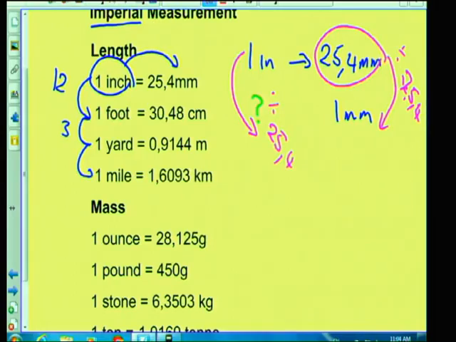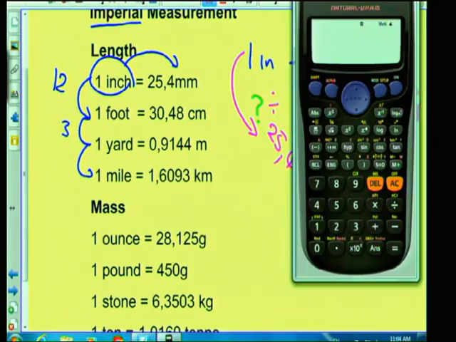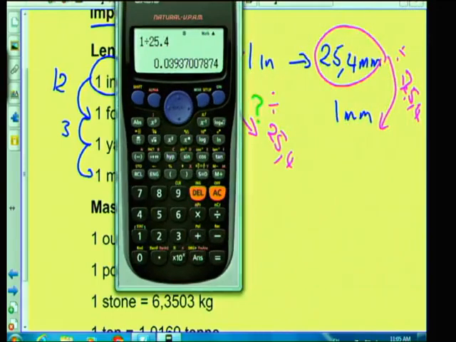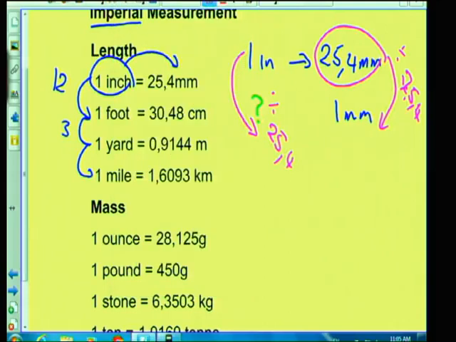So let me just do that on the calculator so that you can see. I'm going to say 1 inch divided by 25,4 gives me how many inches there are in 1 millimeter. And you can see that it's a very, very small number, 0,039. And I'm going to do it to 3 decimal places because that makes sense for me.